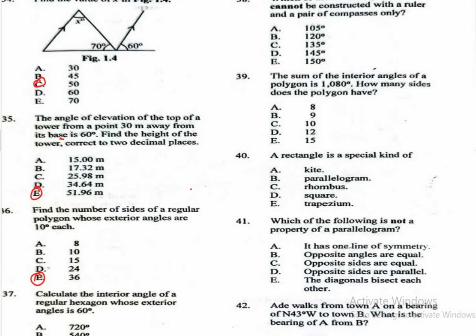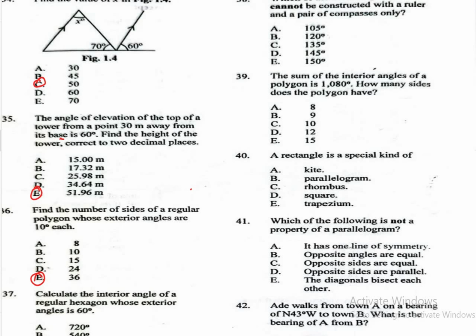All right, let's go straight to the very first question for today, which is question 41. Which of the following is not a property of a parallelogram? A. It has one line of symmetry. B. Opposite angles are equal. C. Opposite sides are equal. D. Opposite sides are parallel. E. The diagonals bisect each other. Now for question 41, what do you think the right answer is?